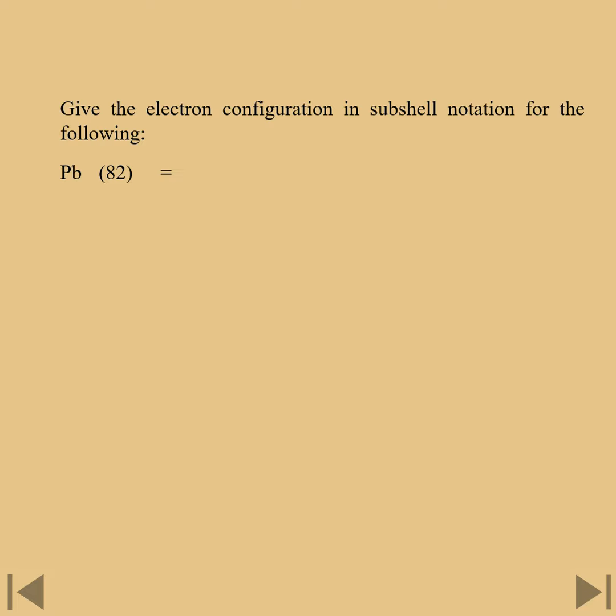Our 37th starts 5s, and that gets 2. Our 39th electron starts 4d, and that's going to fill up with 10. And then our 49th starts 5p, and that fills up with 6. We're up to 54, xenon. Our 55th starts 6s, that fills up with 2. Our 57th gives us 5d1.